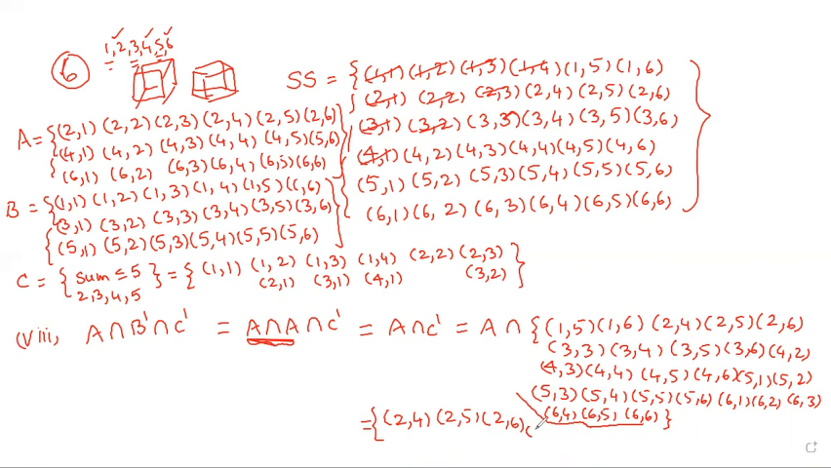Next 4 comma 2 is common. 4 comma 3 is common. 4 comma 4 is common. 4 comma 5 is common. 4 comma 6 is common. Next start with 6. 6 comma 1 is common, 6 comma 2, 6 comma 3, 6 comma 4, 6 comma 5, and 6 comma 6 are common. Okay? So these are the 8th bit.